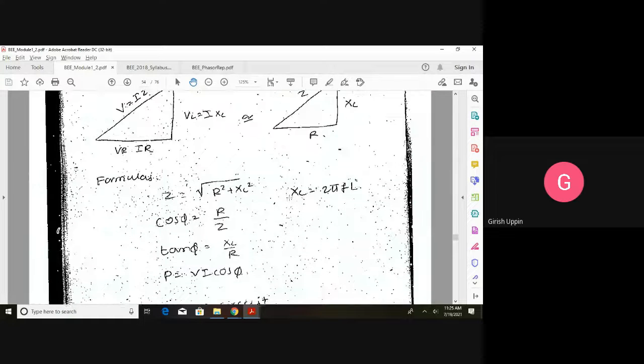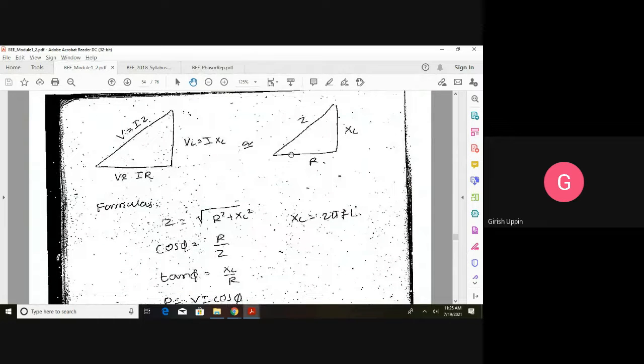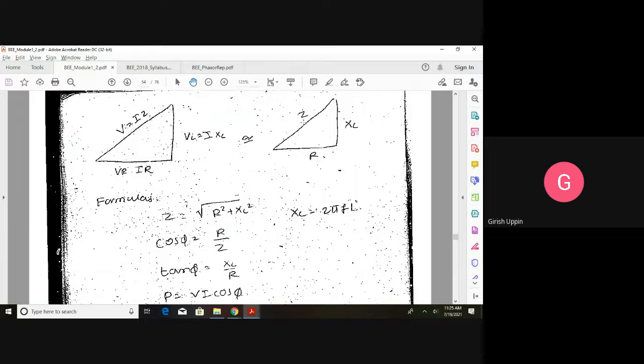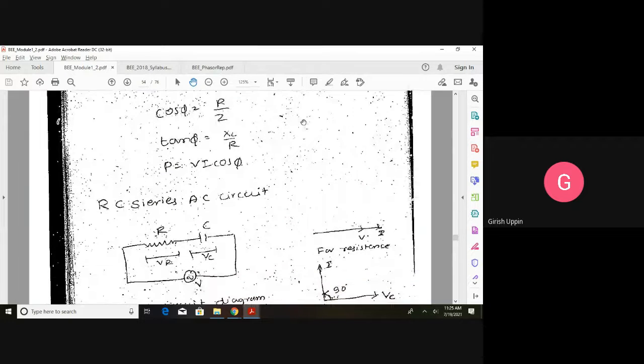Cos phi, if you apply this angle phi, what is the cos of this angle? It is R upon Z, adjacent upon hypotenuse. And what is the power? P is equal to VI cos phi. And power in case of AC is given by the most generic equation, P is equal to VI cos phi.